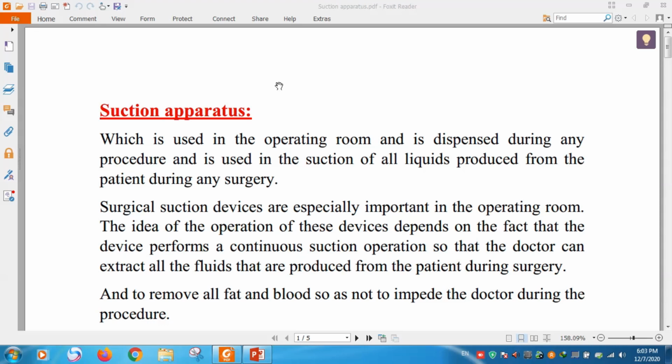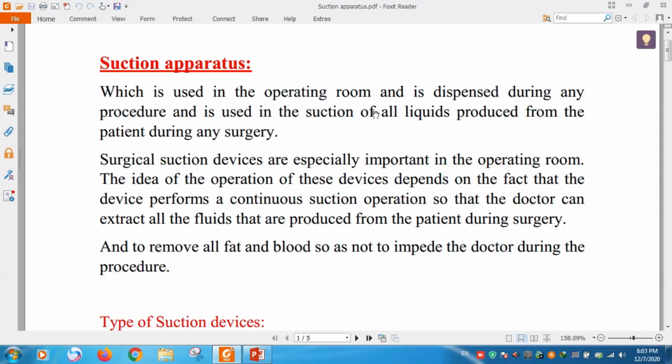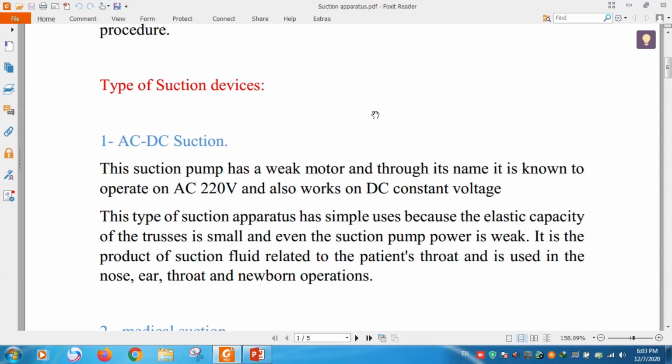Surgical suction devices are especially important in the operating room. The operation of this device depends on performing a continuous suction so that the doctor can extract all the fluid that is produced from the patient during surgery, and remove all fat and blood so as not to impede the doctor during the procedure. Okay. Types of suction devices.